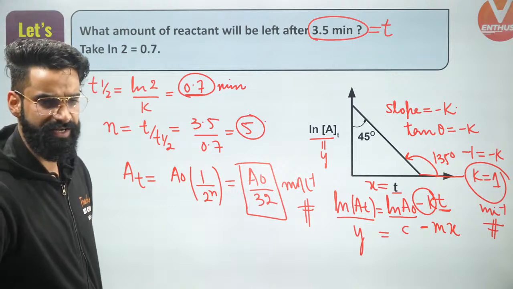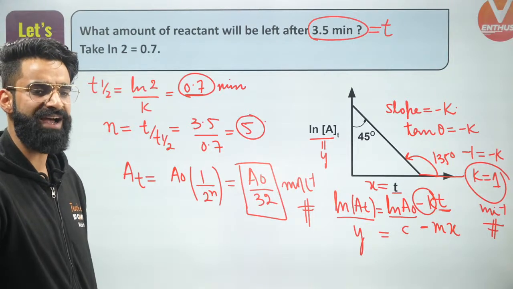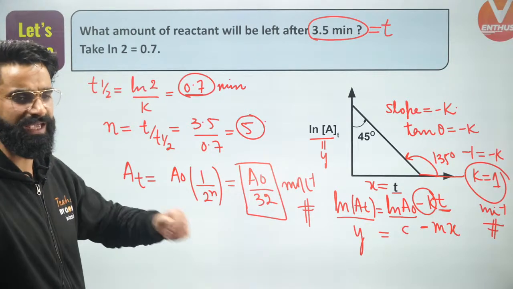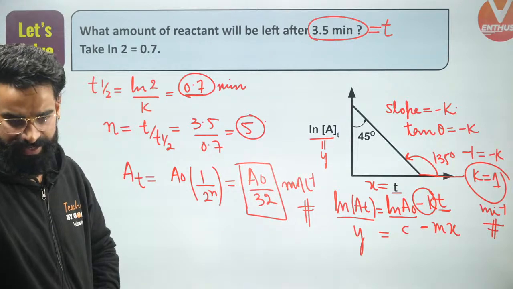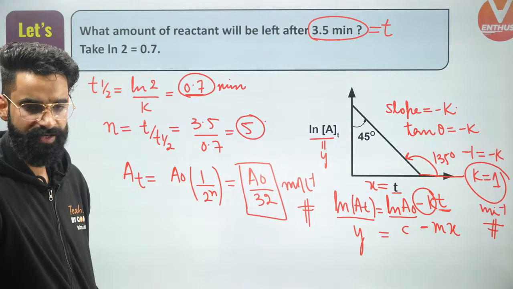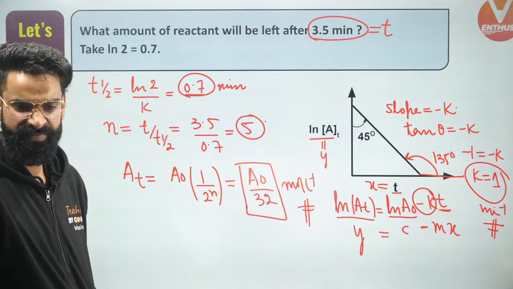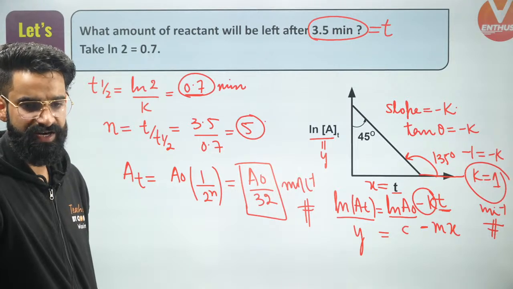Let me know in the chat box if it is clear. The concentration of reactant left after 3.5 minutes is going to be A naught divided by 32 moles liter inverse. Correct? Let me know in the chat box if it is clear.